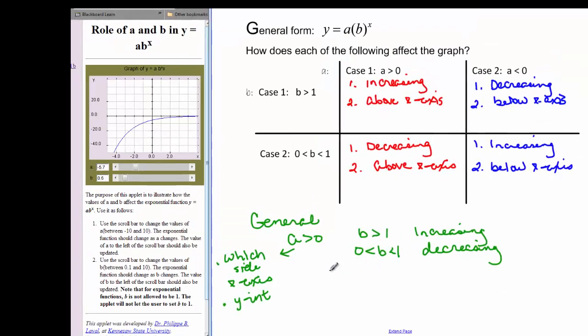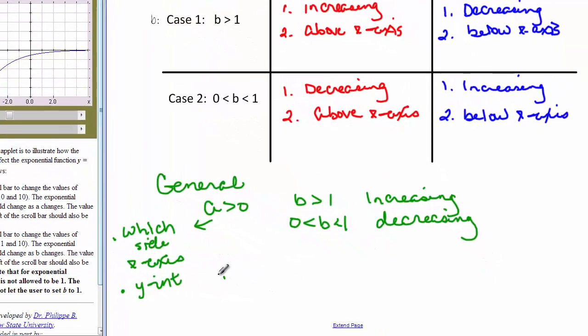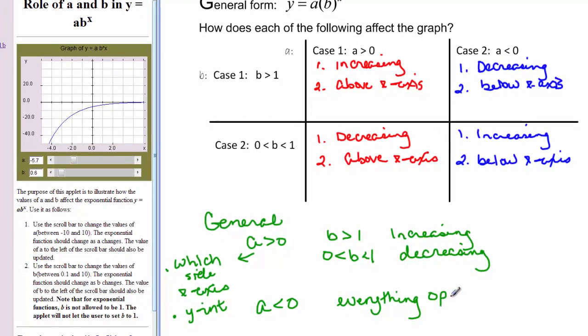So in general, we know that we have increasing and decreasing graphs, but if A is less than 0, we actually could just say that everything is going to be the opposite of what we said. So if B is greater than 1, instead of being increasing, it'll be decreasing. If B is between 0 and 1 and A is less than 0, then instead of being decreasing, it's going to become an increasing graph. So everything is the opposite.